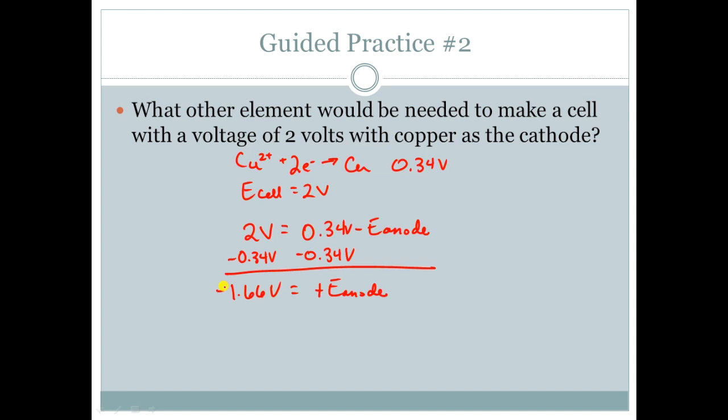We will look that up on our table. We just used that one in our last problem. That's going to give us aluminum for our other electrode.